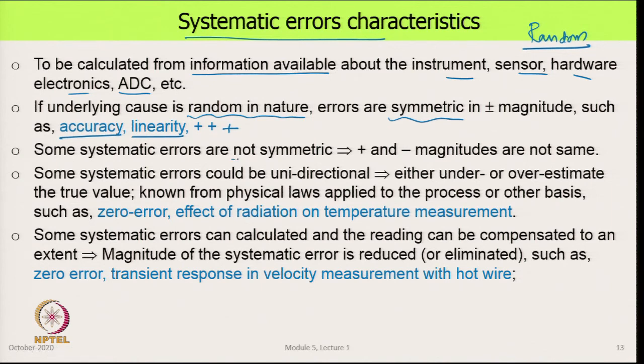Some systematic errors are not symmetric, that means the plus and minus magnitudes are not the same. We have seen some examples just now. We also saw that some of these are errors that could be unidirectional. That means we know for sure that we are either overestimating the value of the parameter or underestimating the value of the parameter. A simple example of that is a zero error. Say in a weighing balance or a spring or whatever, if there is a zero error, you will always be overestimating the value that we are getting, and the effect of radiation we just saw.